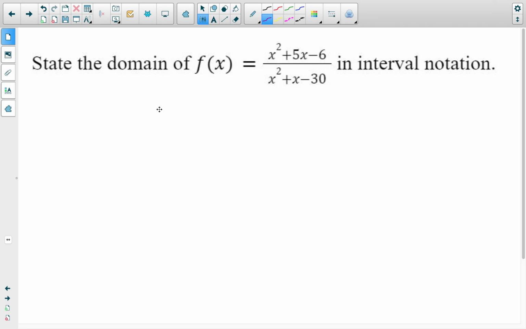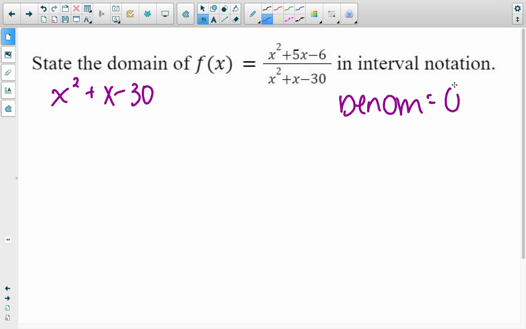First, you want to make sure that you know what makes the denominator equal 0. We want to know what makes the denominator equal 0.